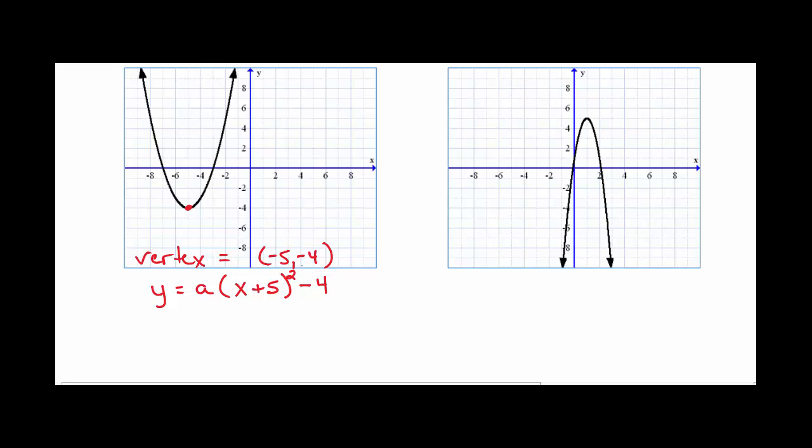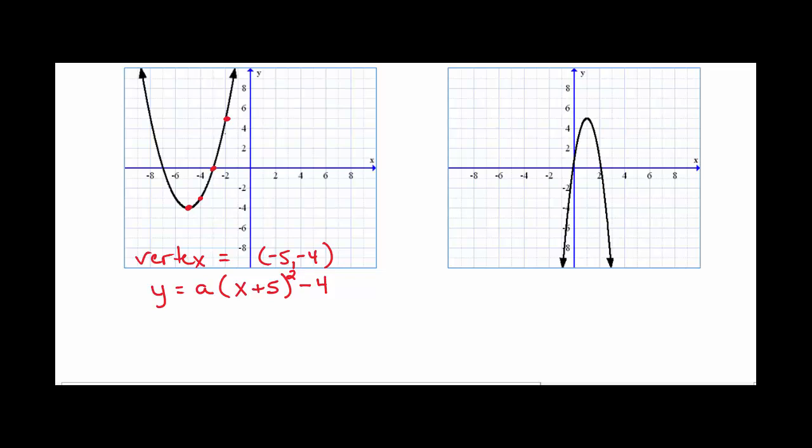Remember, the x is opposite. Don't forget the square. And now the key is that we just have to see what a is. Is a different from 1? There's a couple ways I can check. I can see if the pattern works. Up 1, right 1, up 3, right 1, up 5, right 1. And I notice the pattern works, so I know a is 1.